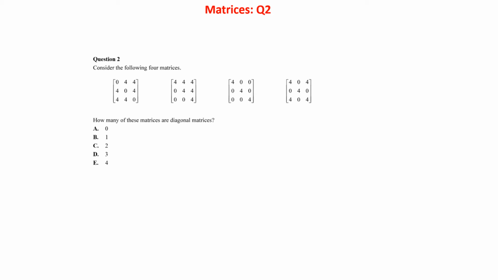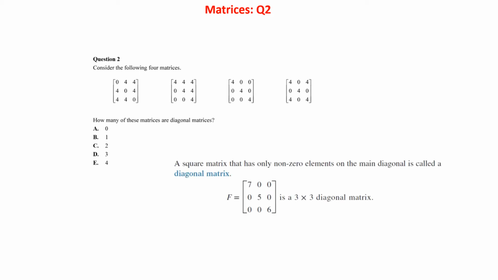So now we're looking at matrices question 2. Let's consider the following matrices. How many of these matrices are diagonal matrices? Let's have a look at what a diagonal matrix is. A diagonal matrix is a square matrix that has only non-zero elements on the main diagonal. This is the main diagonal. Looking at these options, this is the only one that has non-zero elements on the main diagonal. So therefore my answer would be B.